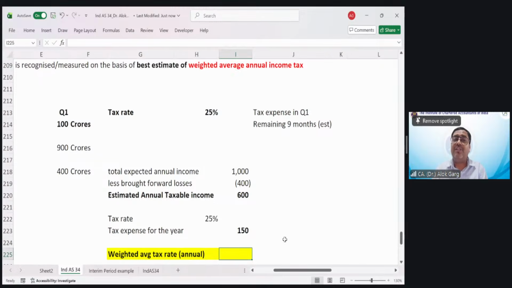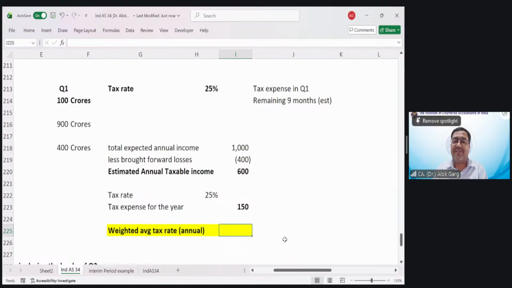So my dear friends, what is my weighted average annual income tax rate? I am supposed to pay 150 crore over 1000 crore. Manoj, it is not 150 divided by 600, because then the 25% would just come back. What is my total income? Expected annual income is 1000 crore. What is my total tax? 150 crore. So this gives me a weighted average annual income tax rate of 15%.